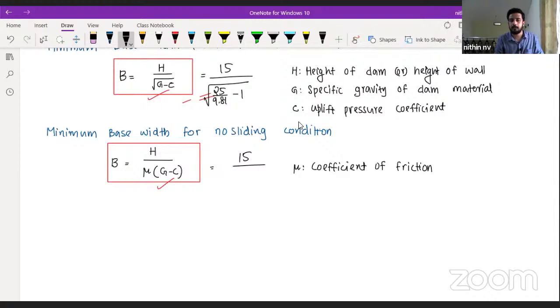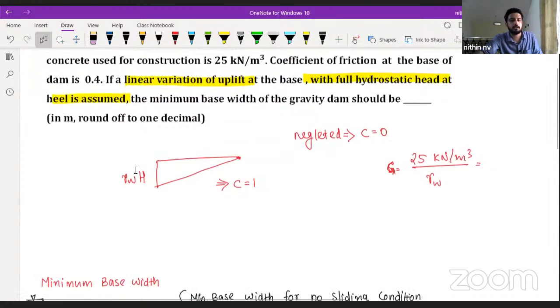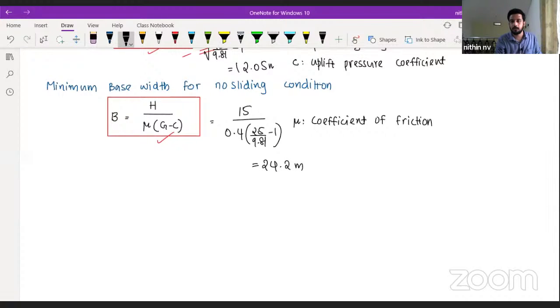This is 15 divided by mu value, coefficient of friction. They will be giving in the question, given as 0.4. 25 divided by 9.81. See, properly check how much they are giving the gamma W value. Sometimes if they are giving 10, take as it is, because correspondingly they can give you the range also. So yeah, thank you. 12.05 and 24.2. So this is 24.2 meters. This is 12.05 meters.